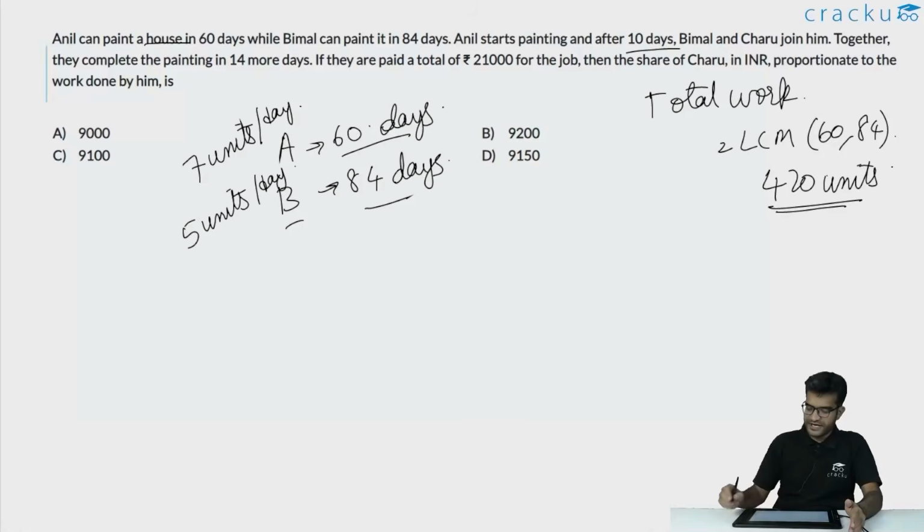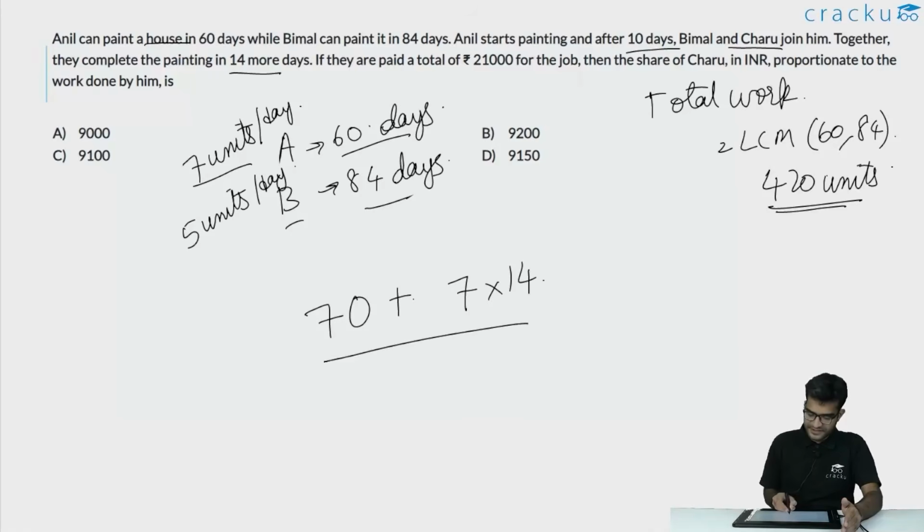We are told that Anil paints for the first 10 days alone. So the total work that he does is 7 into 10, which is 70. Then Bimal and Charu work with him, and all of them work for 14 days. So if Bimal and Charu work for 14 days, Anil will work for 14 more days. So he will complete 7 into 14. This is the total work done by Anil: 70 in the first 10 days and 7 into 14 in the remaining 14 days. Bimal works for a total of 14 days and he will complete 5 into 14.